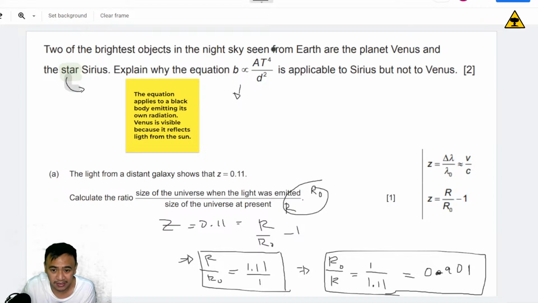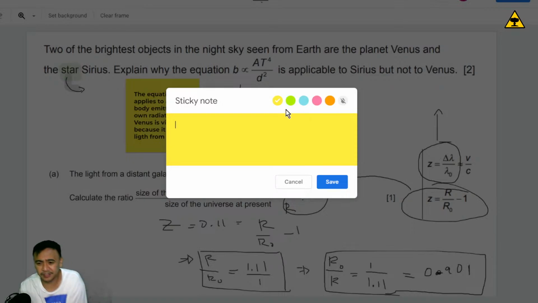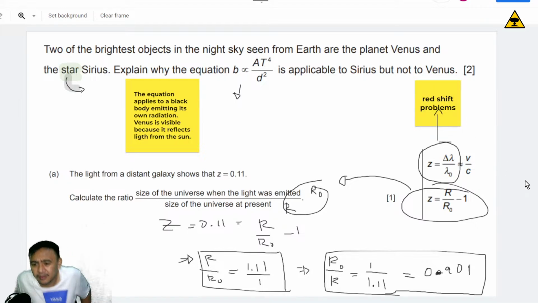All right, so let's carry on. And when will I use the first equation though? You will use the first equation if you're given a redshift. Okay, so you use this equation here when you have redshift problems. Any other questions? No. All right, let's move on then.